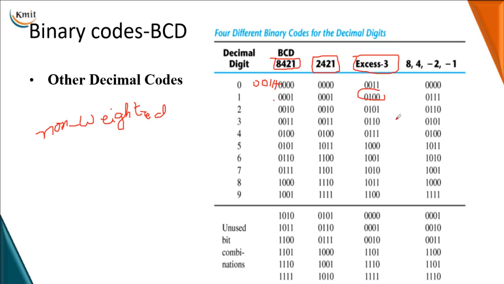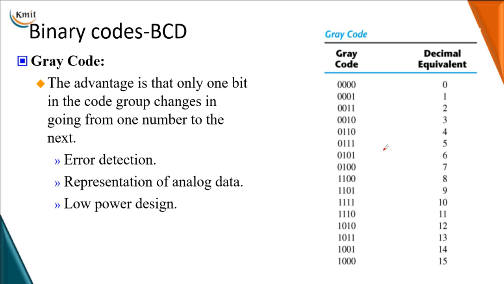Code for 2 is 3 plus 2, 5, so 0101 is your code in XS3. 9 plus 3 is 12, so 1100. Like this we are going to calculate the equivalent codes in your BCD weighted as well as your non-weighted codes. So next, another example of your non-weighted code is your gray code.